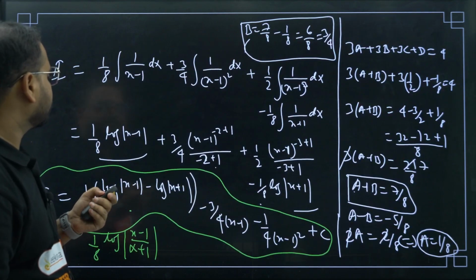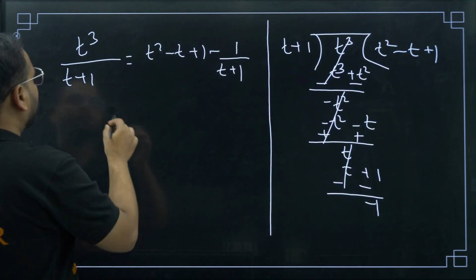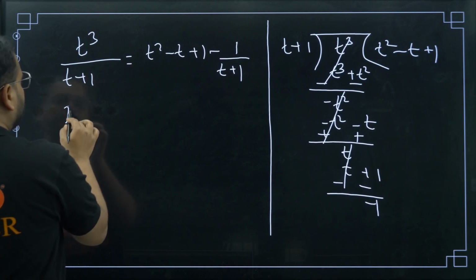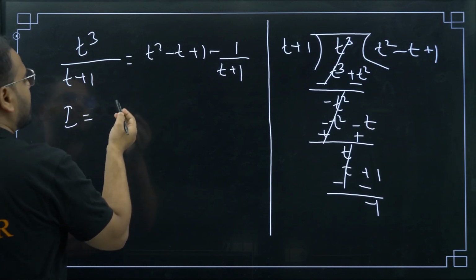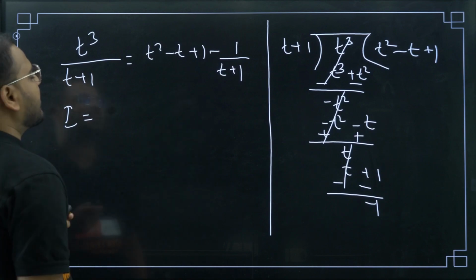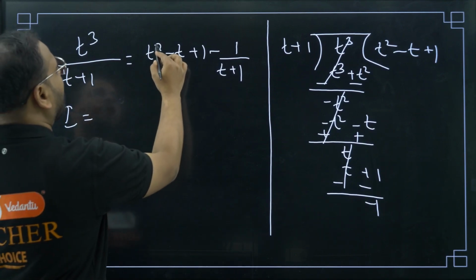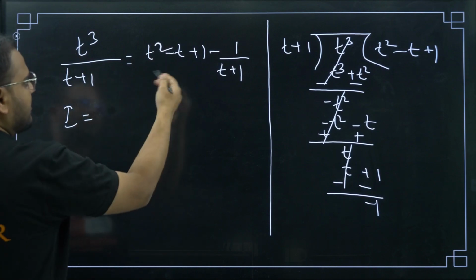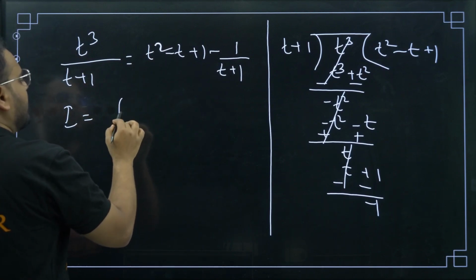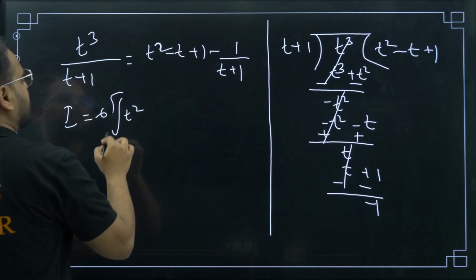Okay, let's solve this question now. I have to do the integration. I'll write this integration I equals the integral of this whole thing. Can I do this right now and deal with it later? Please let me try. I'll deal with t right now. If I integrate this, I'll get the integration of t square, with the 6 outside.